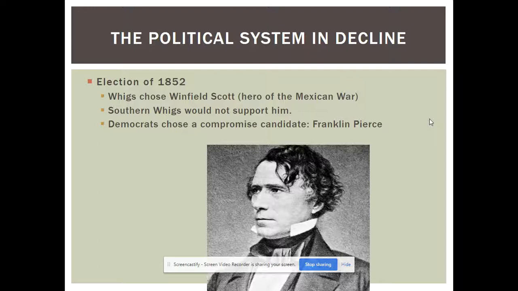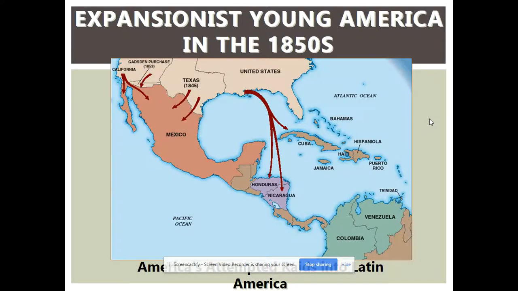So anyway, the Democrats choose Franklin Pierce. Southern Whigs couldn't support him. Winfield Scott, hero of the Mexican War, runs. The Whig vote kind of gets split, and Winfield Scott's one of the only war heroes in American history to lose a presidential election. Franklin Pierce, the Democrats won't even select him in 1856. He's not that big of a deal of a president.